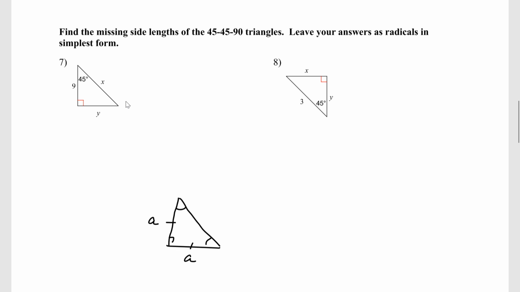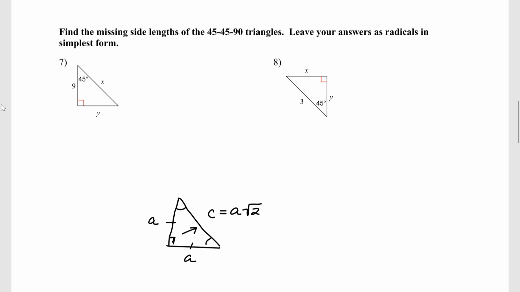And then our hypotenuse, the one that is across from our right angle always, is going to be C again, but it is A root 2. So no matter what you have for your answer of A, your hypotenuse will always be that A value multiplied by a square root of 2. So let's take a look at these two problems here.